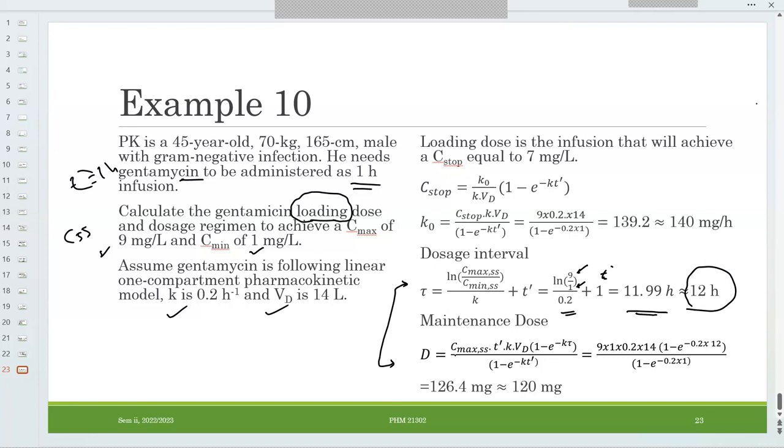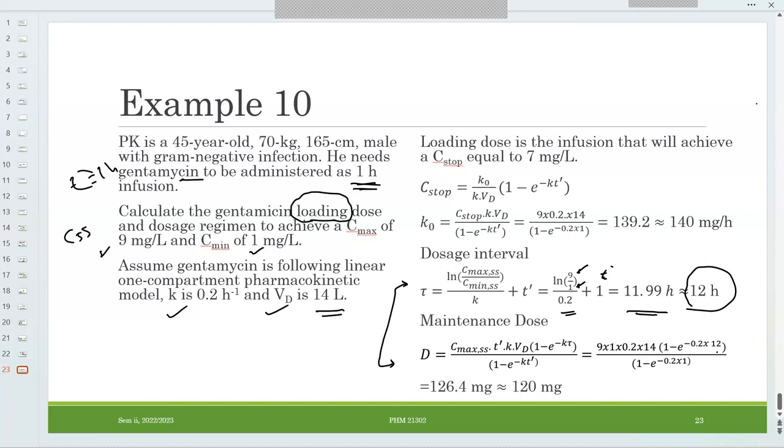This is tau, and then we use this value in the equation for calculation of the dose, or K0. Here they are equal because the infusion time is 1 hour. So the dose you calculate will also be the infusion rate, but to continue only for 1 hour. Okay, so you just calculate the dose equal to Cmax times T prime times K times VD, this fraction containing the dosage interval, divided by the fraction containing the infusion time. So just substitute the values. Cmax is 9, the target. K is 0.2, and VD is 14 liters.